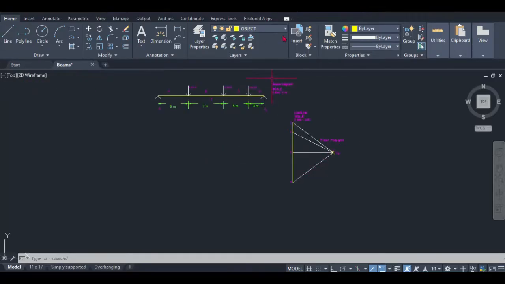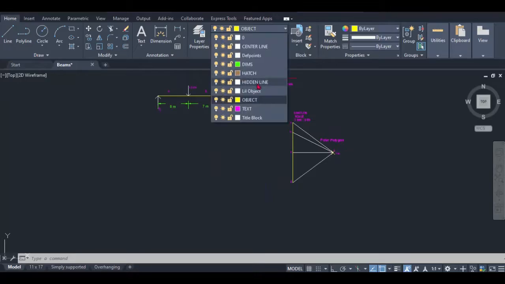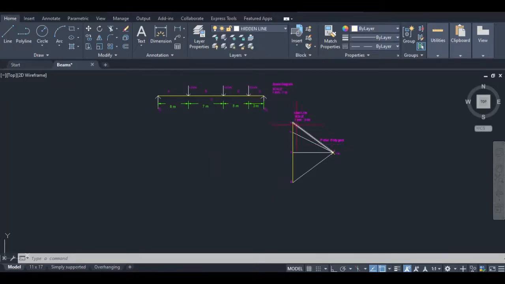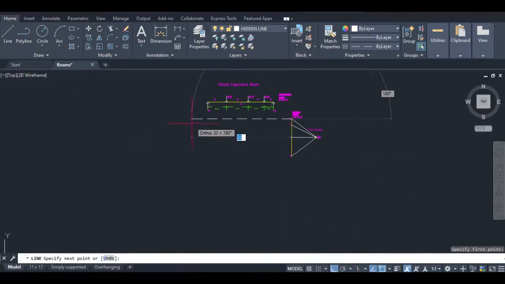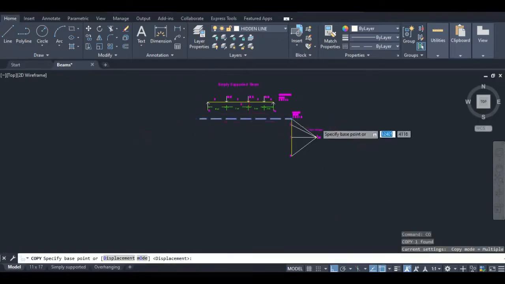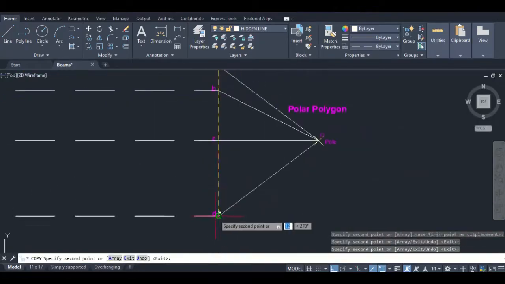All right, so now what we're going to do, I'm going to change my layer to hidden. So now I'm going to be drawing horizontal lines from each point on the load line, and I want it to go just beyond this reaction. So key thing, make sure ortho is on so that your lines are definitely straight. And then I can just copy.